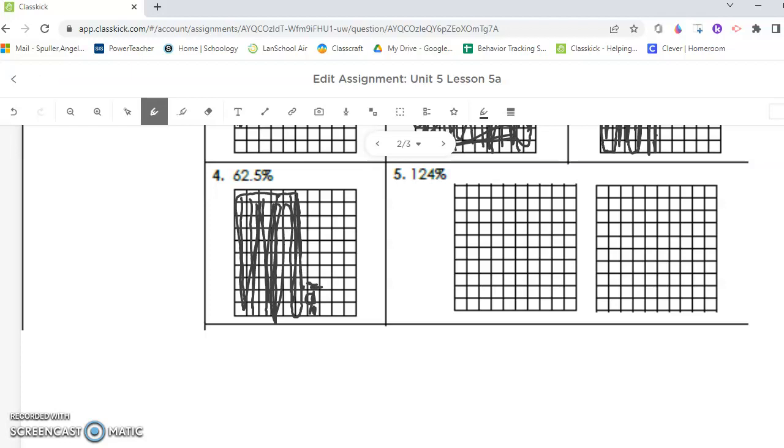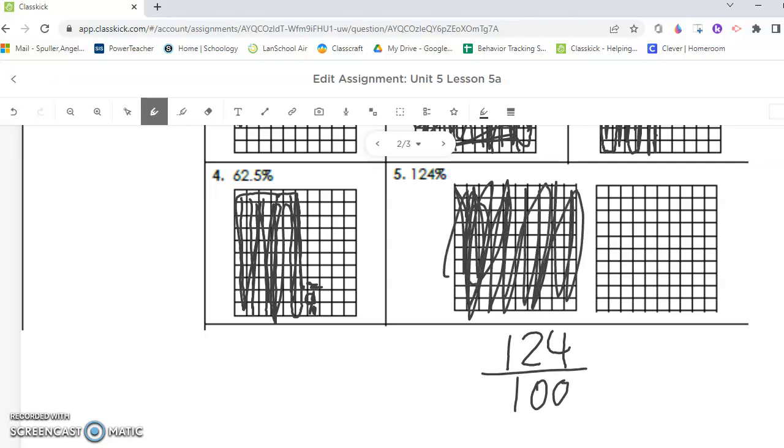124. Well, think about it. It's 124 over 100. So we have one full one. So we're going to color in one full one. And then we have 24. 1, 2, 3, 4. So this would be colored in. So one whole one and 24 on the second one. Good job.